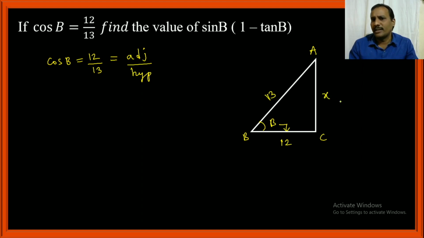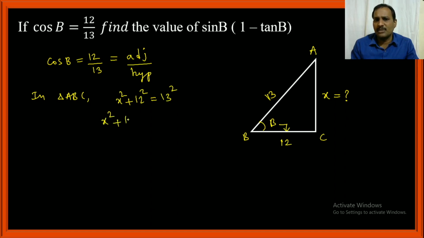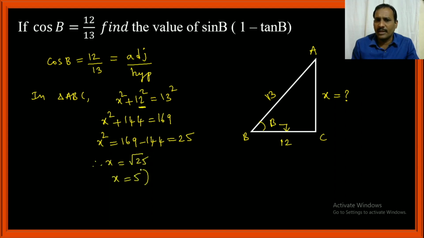So we require to find the opposite side. Let it be x. So in triangle ABC, using Pythagoras theorem, you can say that x square plus 12 square is equal to 13 square. That is x square plus 144, 12 square is 144, is equal to 13 square is 169. Therefore, x square is equal to 169 minus 144, which is equal to 25. Therefore, x is equal to root 25, which means x is equal to 5. So you got the opposite side now. X is equal to 5.